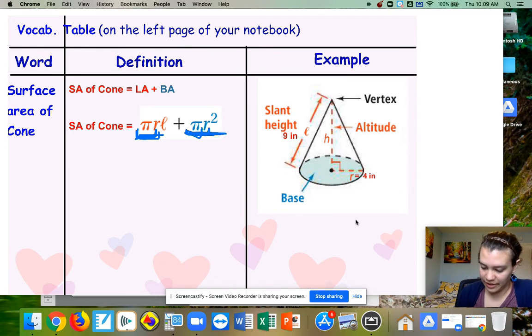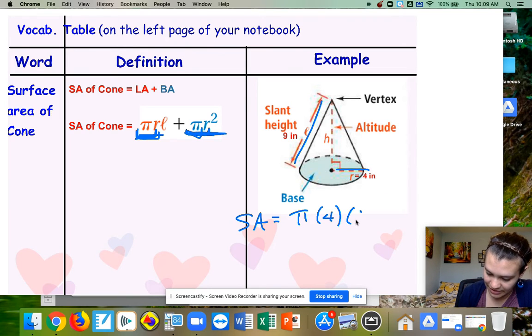So here we have a radius of 4, a slant height of 9. If we wanted to find the area or the surface area of this, you want pi times your radius of 4 times your slant height of 9 plus pi times 4 squared.